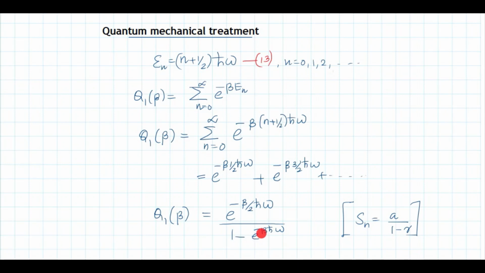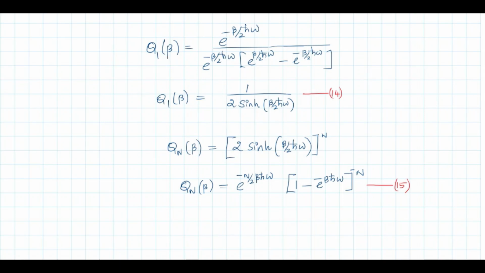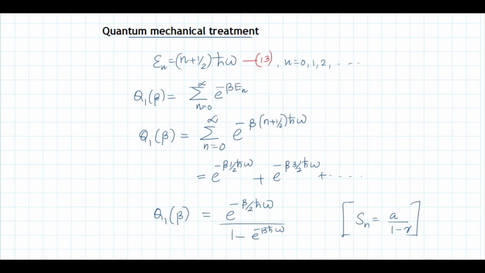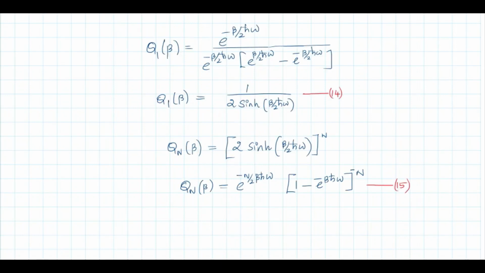Here e raised to minus beta h cut omega is less than 1 always. So you can write the partition function q1 beta as e raised to minus beta by 2 h cut omega by 1 minus e raised to minus beta h cut omega. Now this I can modify like this. Take e raised to minus beta by 2 h cut omega from the denominator.